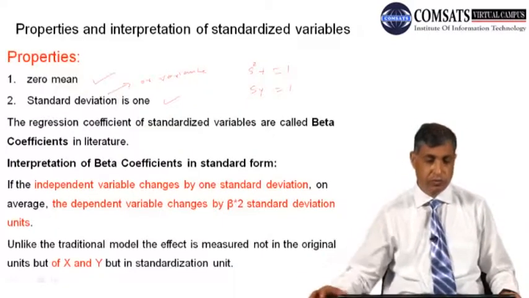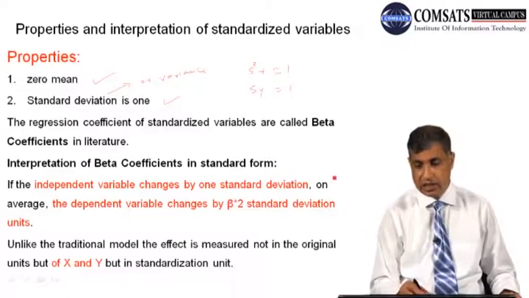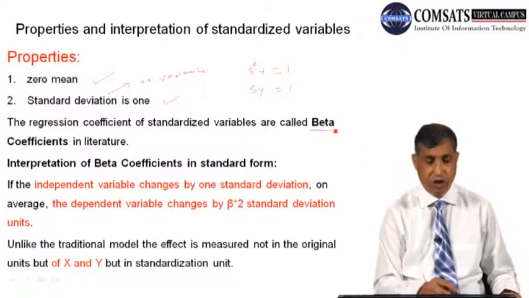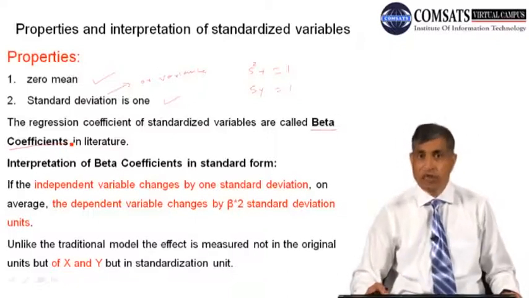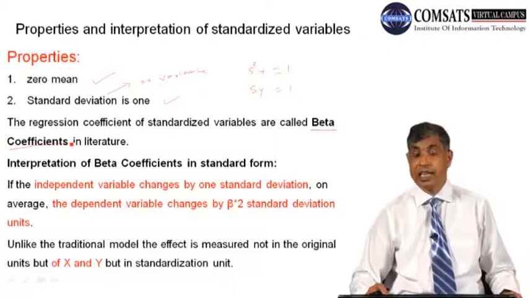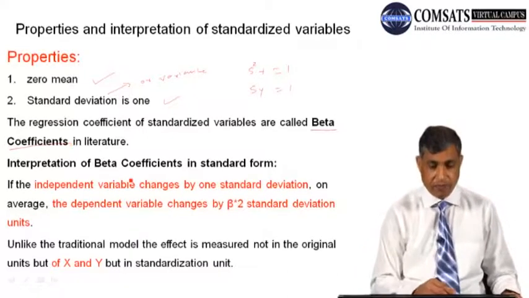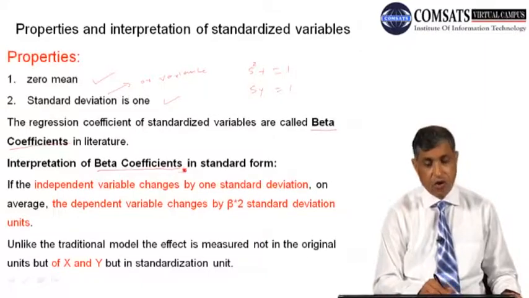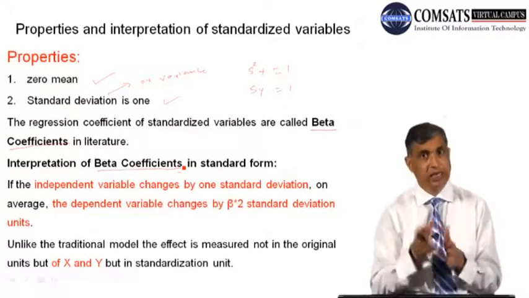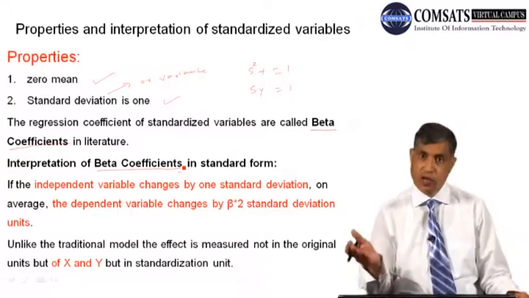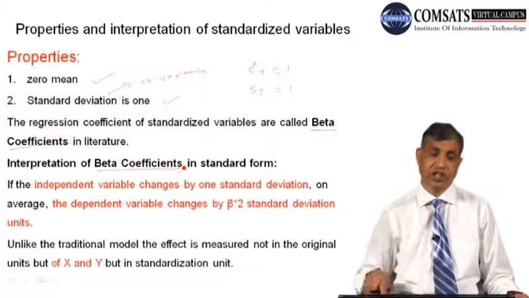Now in regression analysis, the standardized variables are called beta coefficients. These have special names, and as we hear the name beta coefficients, we should immediately realize that we are talking about standardized variables. Interpretation of the beta coefficient has definitely changed now. Every variable has been standardized, regression has been run, and when we have converted all the variables into standard variables, the interpretation has changed.